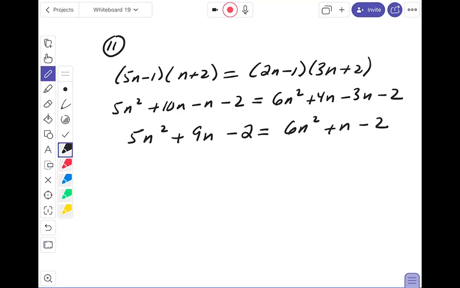Again, I can't say this enough times. I want to encourage you to keep the coefficient on the square term to be positive. The way I'm going to do that is subtract 5n squared from both sides.